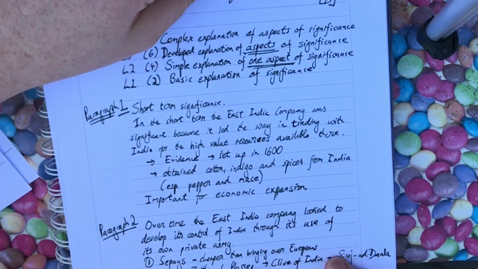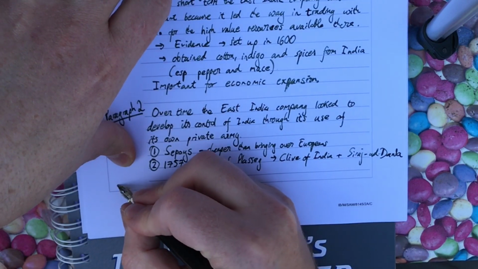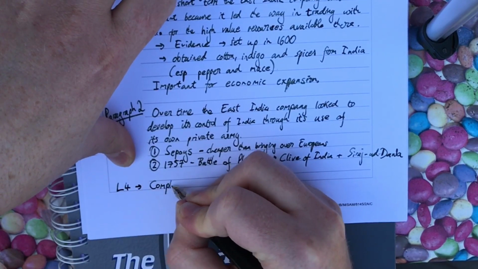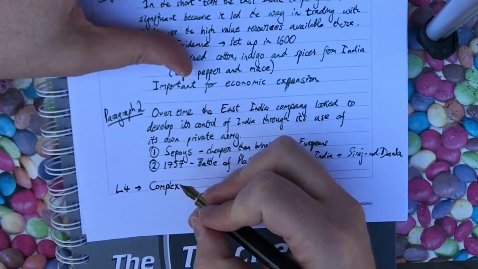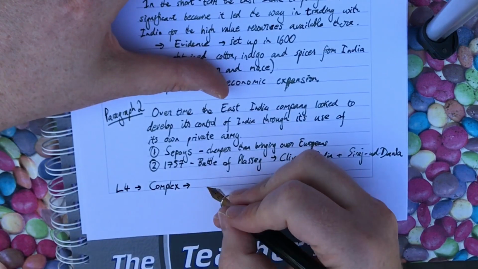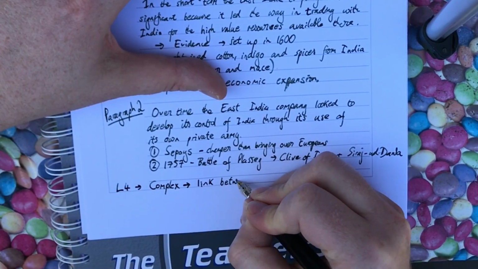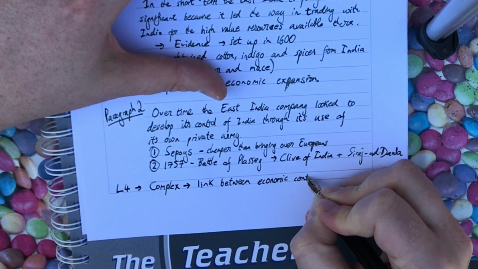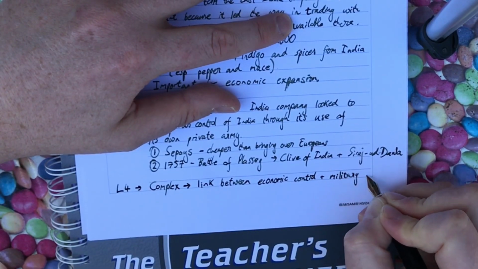The one other thing that we might want to do, though, is think about what could make this complex. If we want to push this into level 4, and this idea of complex thinking, then we need to think about what that might look like overall. And perhaps showing the link between economic control and military control.